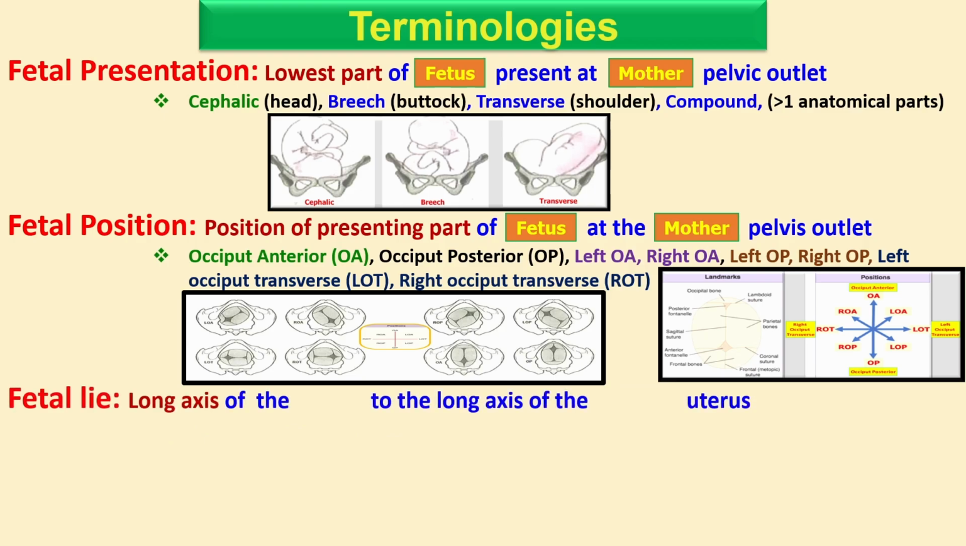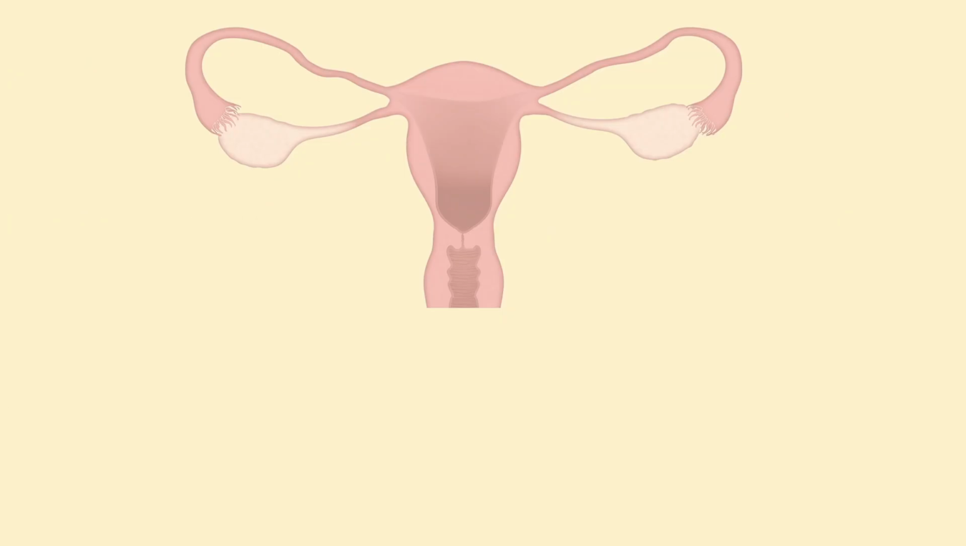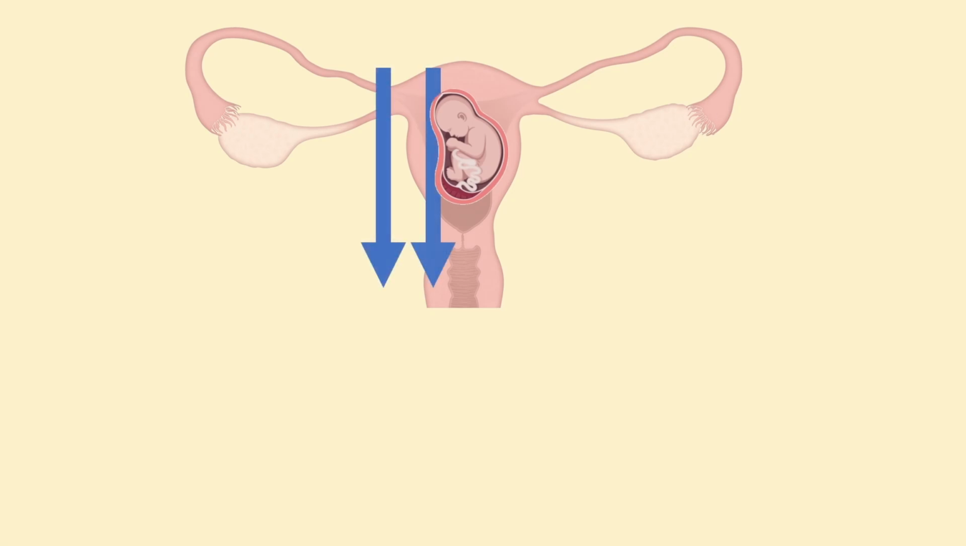What is fetal lie? Fetal lie is the relation of the long axis of the fetus to the long axis of the mother's uterus. So it's going to be longitudinal, transverse, or oblique. Longitudinal is the normal one, which is usually in the cephalic. Okay, so here is the uterus. Here is the fetus. If you compare their axes, this is the long axis of the uterus, this is the long axis of the fetus. So both are the same, so it's a longitudinal lie.